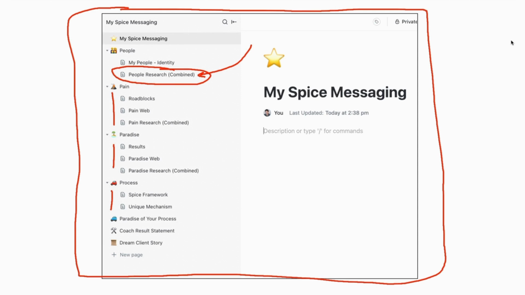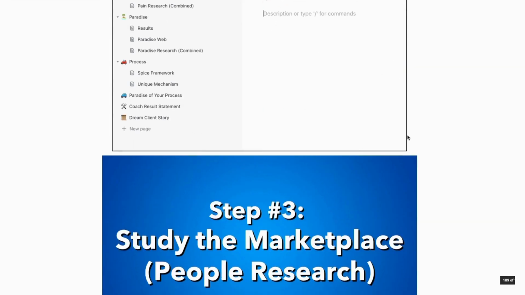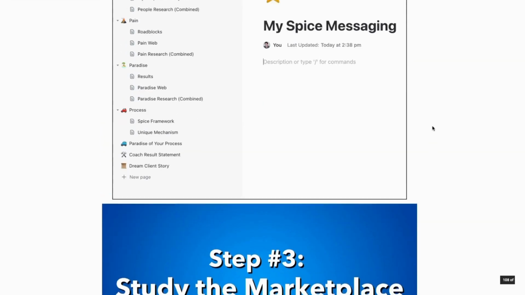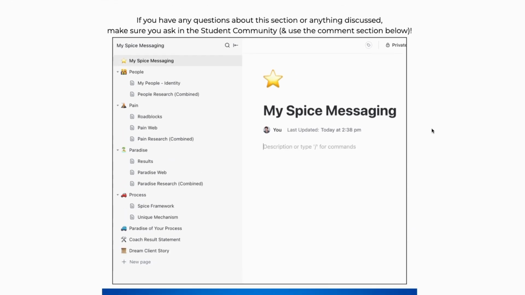And so that, ladies and gentlemen, is step number 3 of this entire process, which is studying the marketplace and actually doing the people research. Not theoretically, not hypothetically, but actually looking at the marketplace and asking, how do these people identify themselves, and who are the type of people that I actually want to be serving?